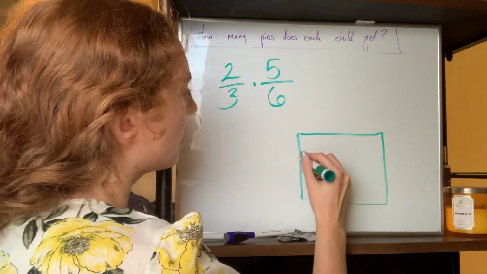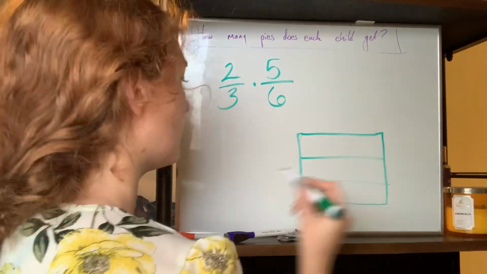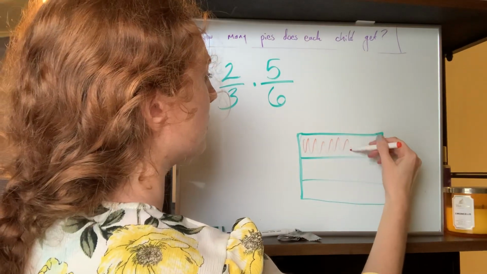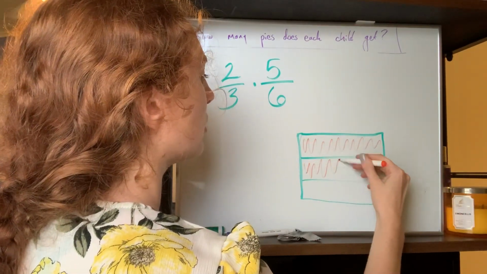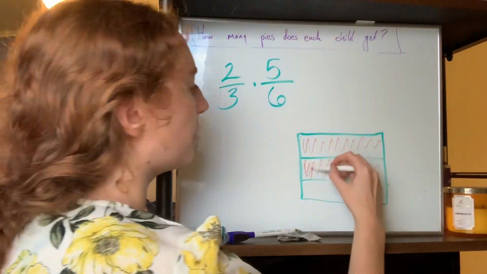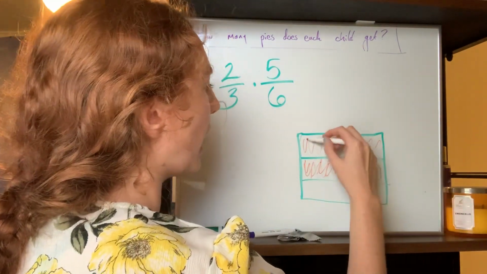Well, I would break it into 3 and show that I have taken 2 of them. 1, 2. That's how much I have right now of the pie. And now I want to take a portion of this. What portion of the orange stuff do I want to have?